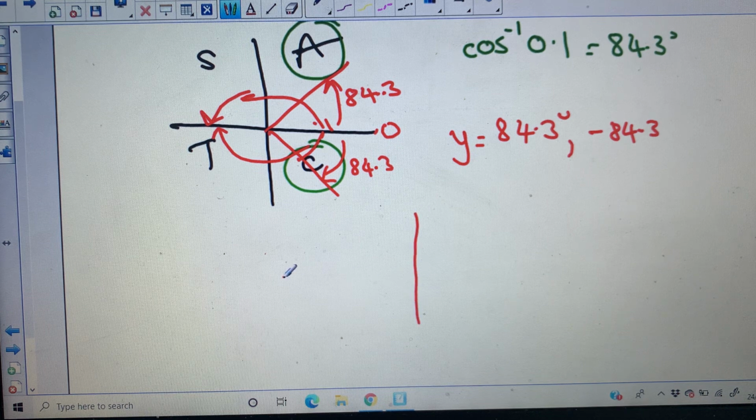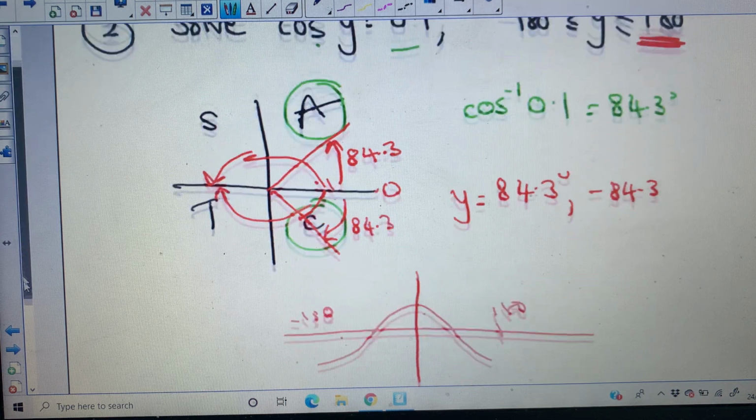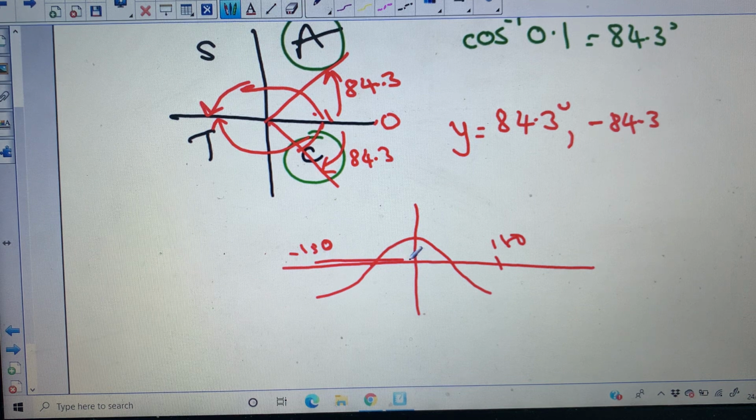If you'd drawn your cos curve, what it would have looked like is this, between 180 and minus 180. That's what's supposed to say, minus 180. And to have solved your equation, cos = 0.1, you would have been wanting to find where they crossed there, what those solutions were. So two solutions, and again you can check them by finding the cos of both of them.